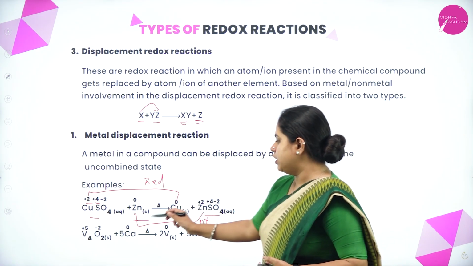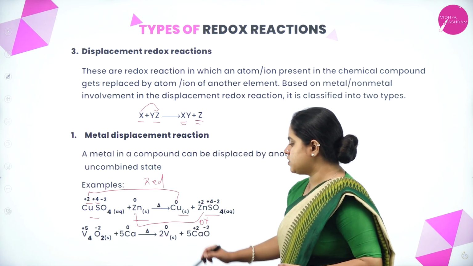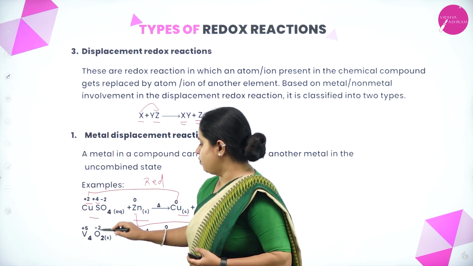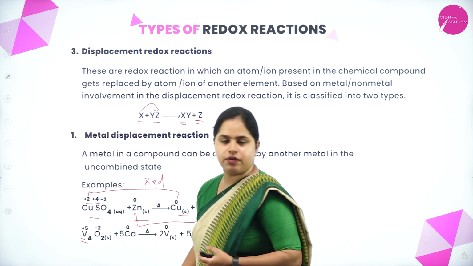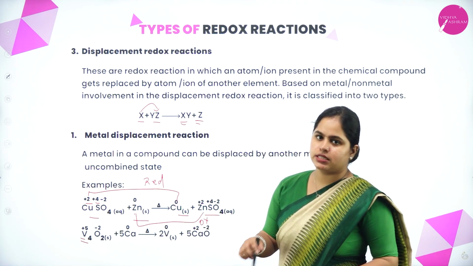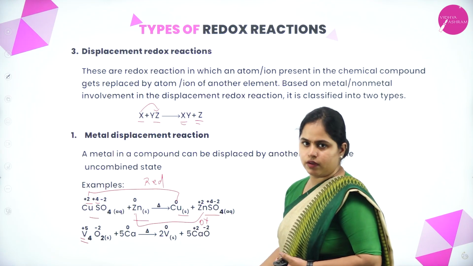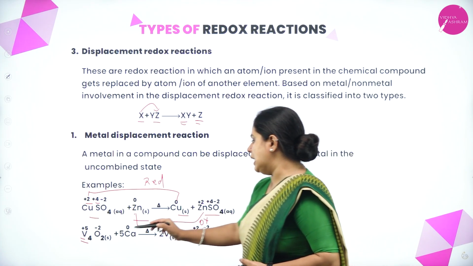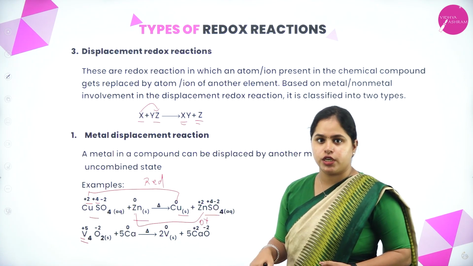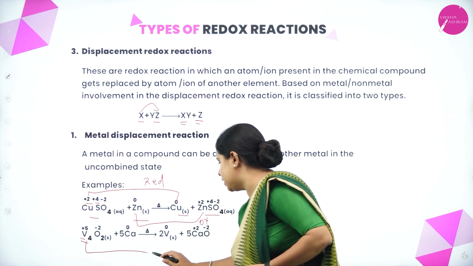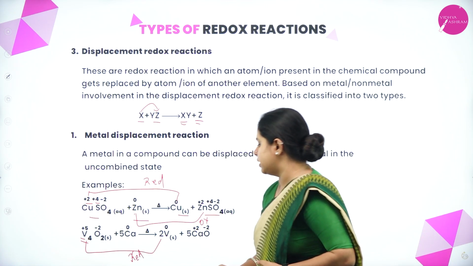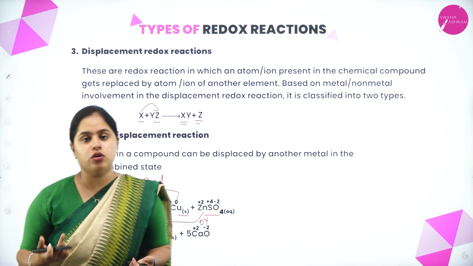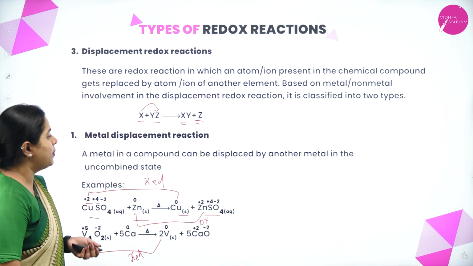Right. The next example, V2O5, vanadium oxide, combines with calcium to form vanadium and calcium oxide. Here also for oxygen it is -2. So when we calculate the oxidation number for vanadium, it will be +5. And for calcium, as it is in its elementary state, it is 0. For vanadium also it will be 0. And in calcium oxide, oxygen is -2 and calcium will be +2. So as you can see, vanadium from +5 has reduced to 0, so vanadium undergoes reduction. And calcium from 0 has increased to +2. The oxidation number has increased, so it undergoes oxidation. So I hope it is clear. So this is metal displacement reaction.